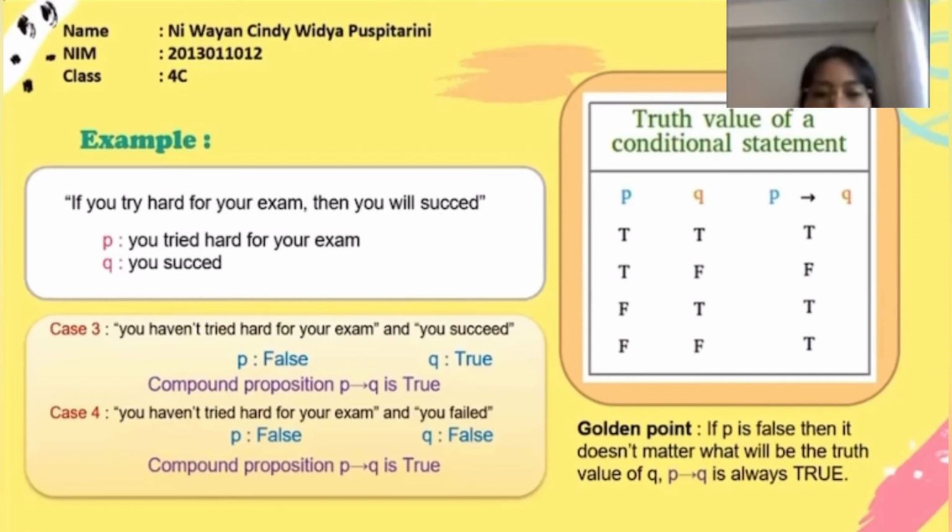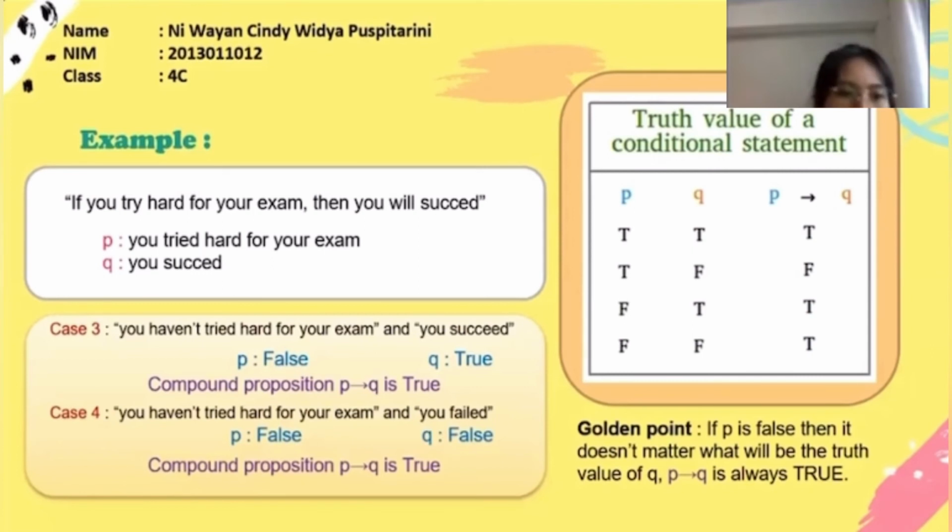Okay, case number 3. You haven't tried hard for your exam and you succeed. It means P is false, Q is true. When P is false, Q is true, P implies Q is true.